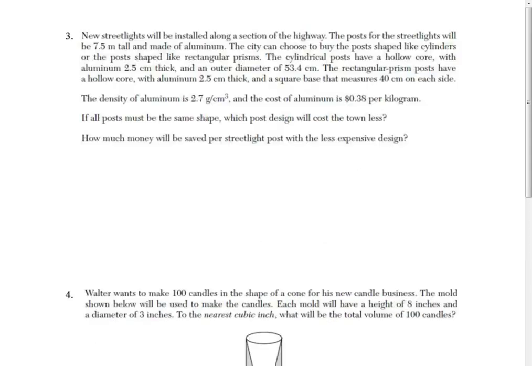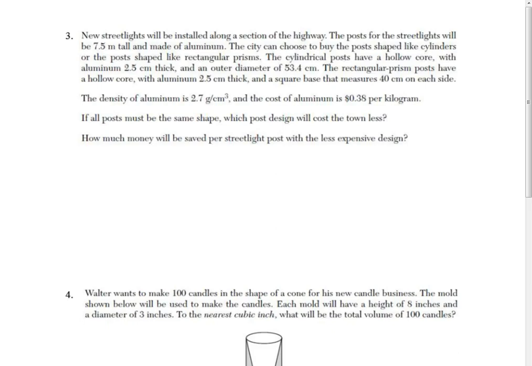So we're going to jump here to question number 3. This will be the first one we do, and this one's pretty in depth. So let's read together. New streetlights will be installed along a section of the highway. The posts for the streetlights will be 7.5 meters tall and made of aluminum. The city can choose to buy the posts shaped like cylinders or the posts shaped like rectangular prisms.